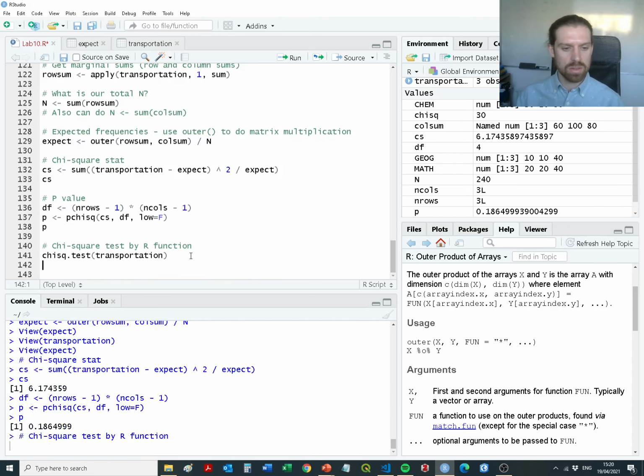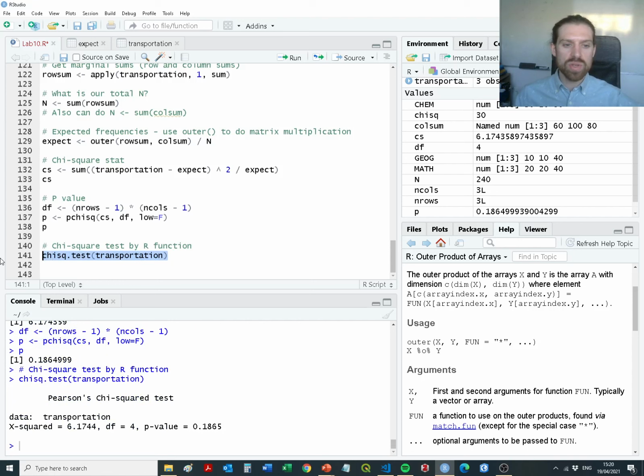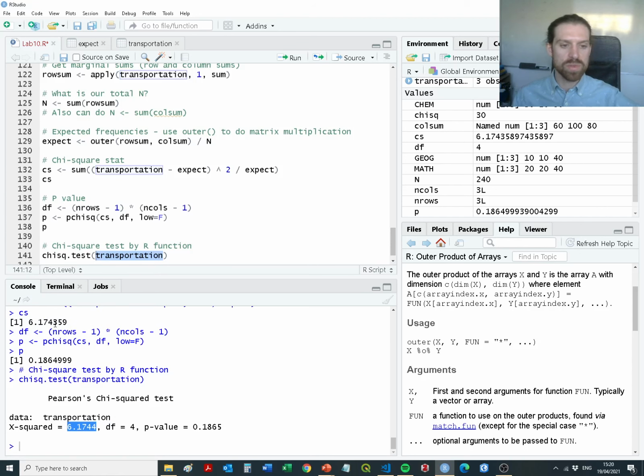Okay. You can, of course, just run this sneaky one-liner, this chisq.test down here. So you can use the help menu if you want to take a bit more of a look into what that function does, but we just have to provide it with the actual data that we've got, transportation, and then we open up the Pearson chi-squared test results here for the transportation data set. So we get a chi-squared of 6.41744, so very similar to that number that we got before.